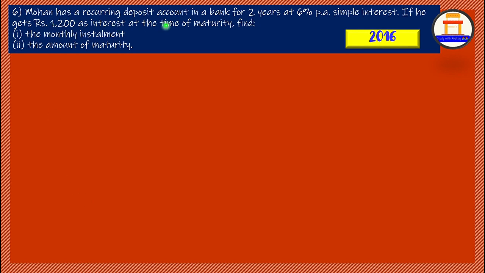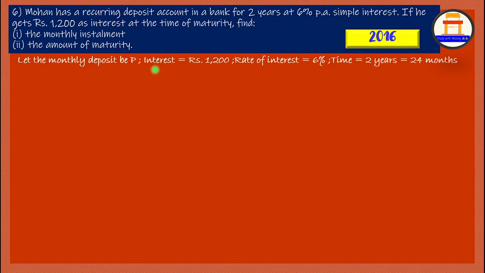Mohan has a recurring deposit account in a bank for 2 years at 6% per annum simple interest. If he gets rupees 1,200 as interest at the time of maturity, find the monthly installment and the amount of maturity. So I had told you when I was explaining this question also in our regular session. This was probably the last question of the previous video, right? So they might give questions like this so that we get confused, right? So let's write down what is given.